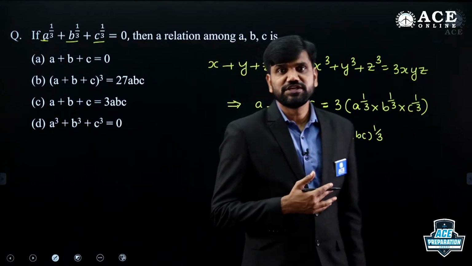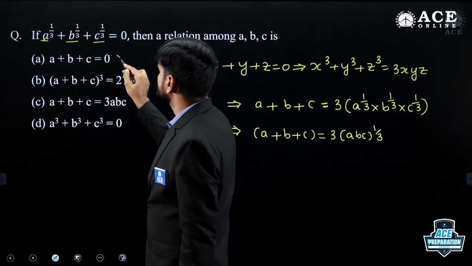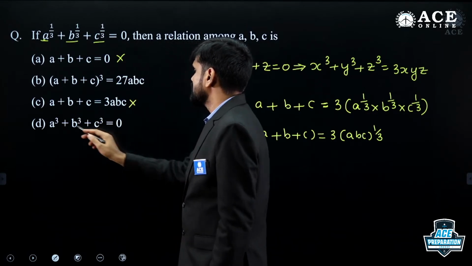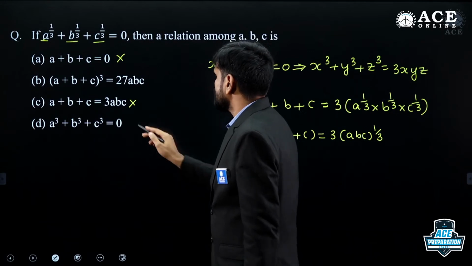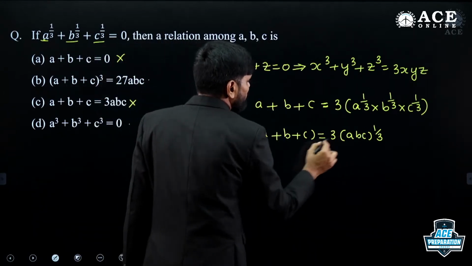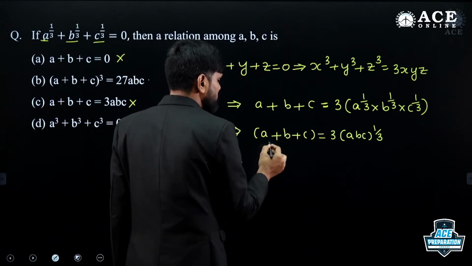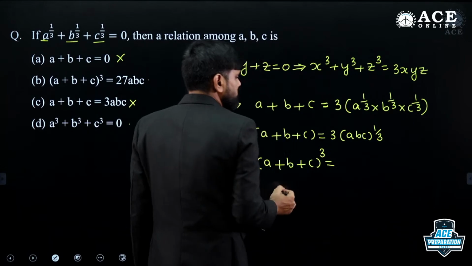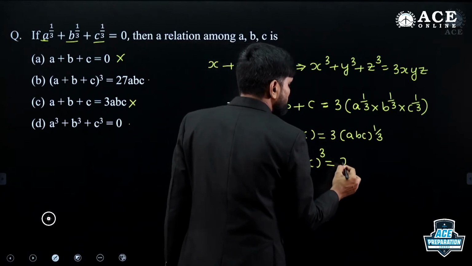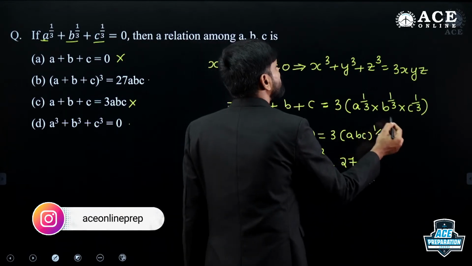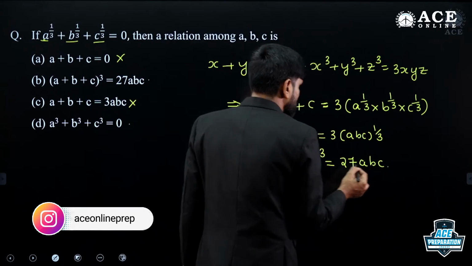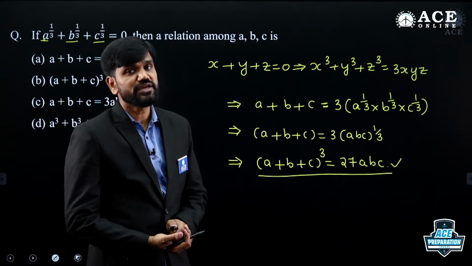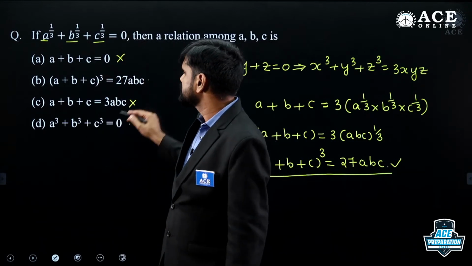Just check, do you have any such relation here? So I don't have. a plus b plus c equal to 0, that is wrong. a plus b plus c whole cube equal to 27abc, let us check. a plus b plus c is 3abc, wrong. a cube plus b cube plus c cube equal to 0, no. Let us check these two. If I cube on both the sides, this will become a plus b plus c whole cube is equal to 3 into something whole cube. That will give you 3 cube, which is nothing but 27. abc whole power 1 by 3 whole cube will give you abc only. Hence I can say that a plus b plus c whole cube is equal to 27abc is the relation we can extract from that. Hence it should be option B.